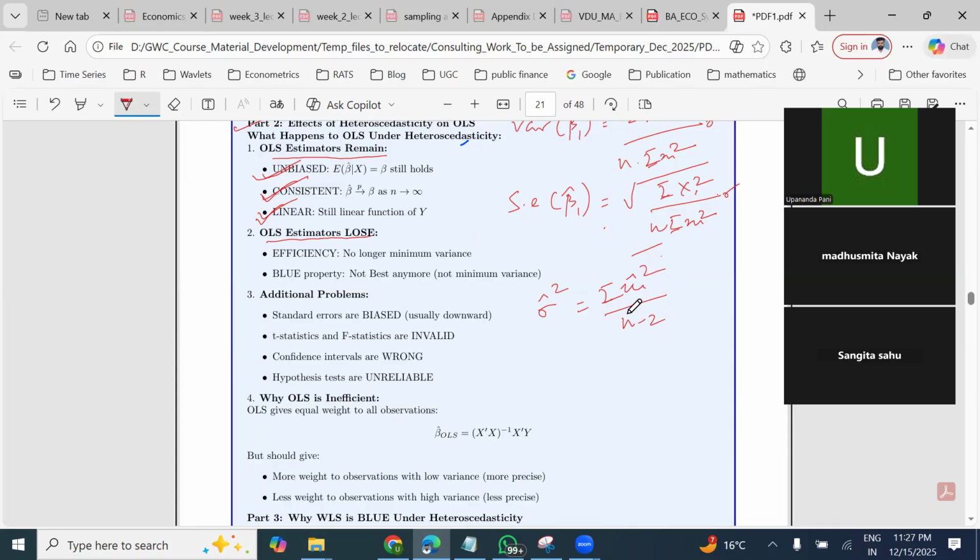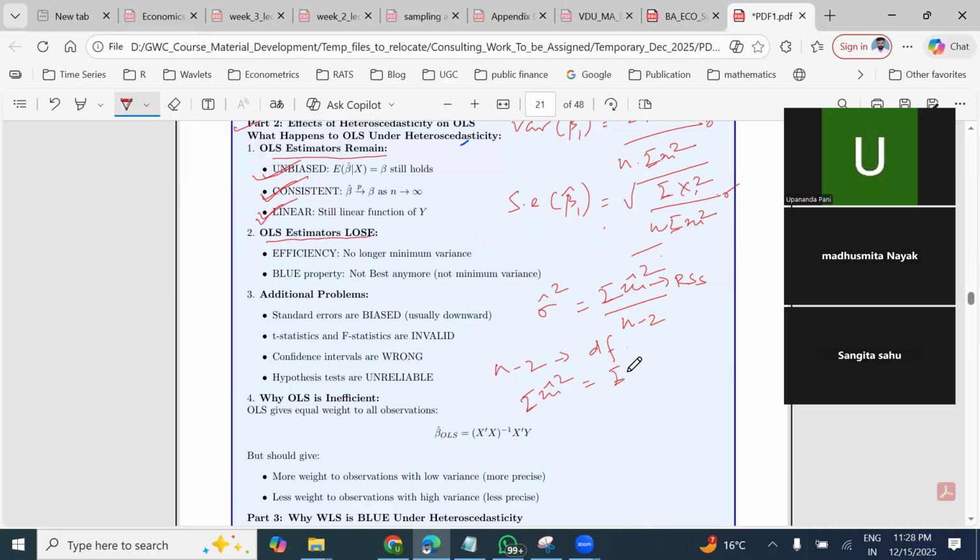Okay, n minus 2 is basically because you are calculating for the whole regression, no? So n minus 2 is known as degrees of freedom, df. And summation ui hat square is RSS, that is residual sum of squares. So if you know summation ui hat square, you can easily find out sigma hat square. Okay, clear? Yes, sir.